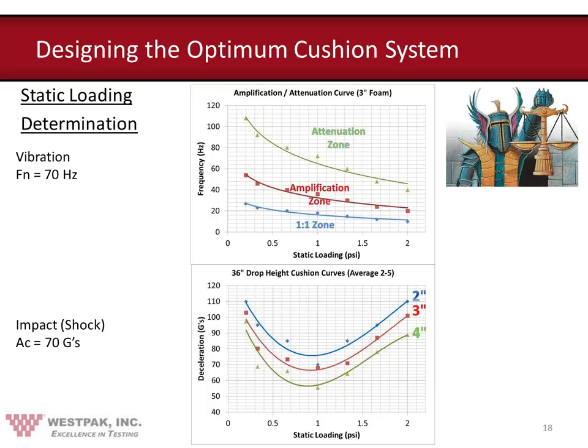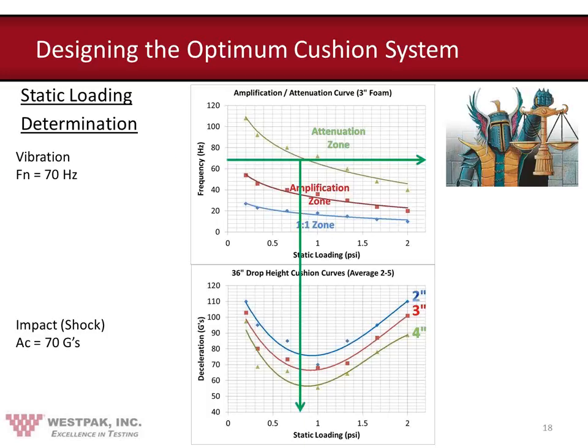So if you have a product with these characteristics, and you have the cushion curves on the right, and the amplification attenuation curve as well, how would you go about designing a package system? Where do you load? Where can't you load? That's the question I want to ask here. So first thing we want to take care of is just the vibration. If your resonant frequency is at 70 hertz, you just want to make sure that at 70 hertz, your package is attenuating at that frequency.